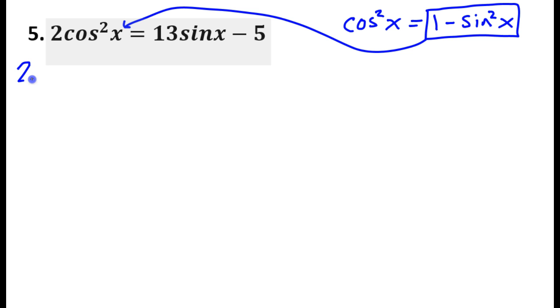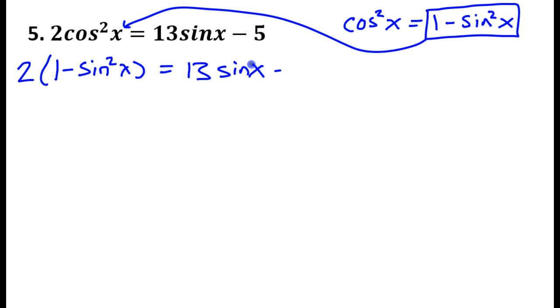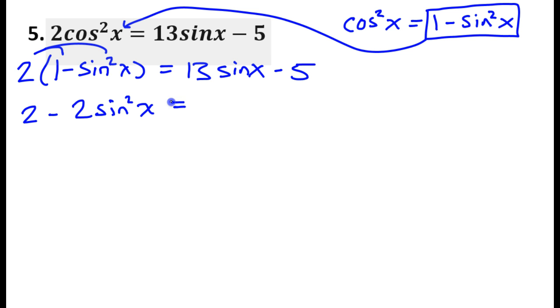So that's going to give me 2 times (1 minus sine squared x) is equal to 13 sine x minus 5. Now all I have is the sine function, so this is much better. A little distributive property across this, and I will have 2 minus 2 sine squared x is equal to 13 sine x minus 5. Now let's get 0 on one side and see what we have.